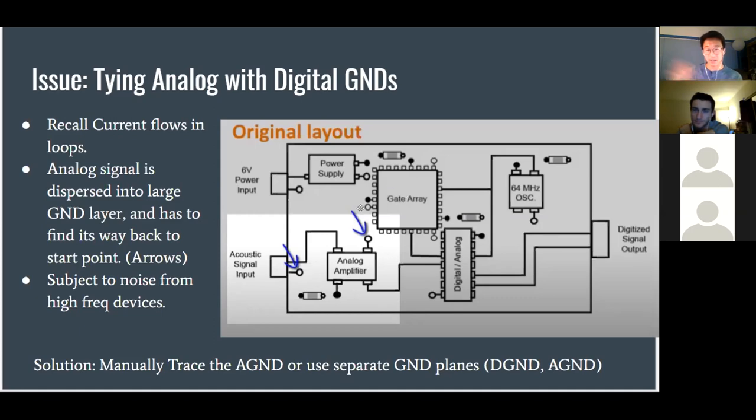And so you'll have these high frequency signals, like the clock, for example. The clock's signal might interfere with our analog, and it's going to be very hard to take away that noise. So basically the solution to this is to manually trace a line from this ground to this other ground, basically completing the loop yourself. Since you're giving it its own path of least resistance, essentially, in order to complete itself.